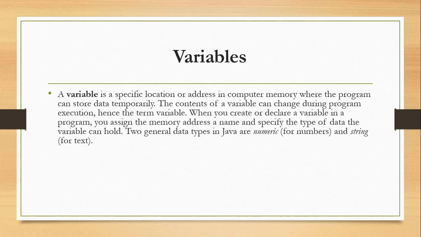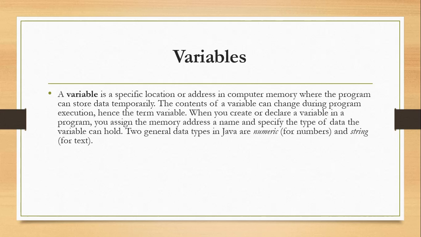Variable. A variable is a specific location or address in computer memory where the program can store data temporarily. The contents of the variable can change during program execution. When you create or declare a variable in a program, you assign a memory address and a name and specify the type of data the variable can hold.